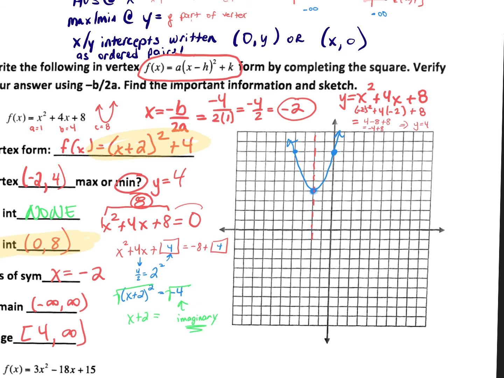Now, I understand when you guys first do this, you're like, oh my gosh, that's so much. I get it. But after you do, I think there's like 10 of these, by the end you're going to be like, oh, okay, it's the same thing every time. It's just a matter of finding the different numbers. Does that make sense? Okay.